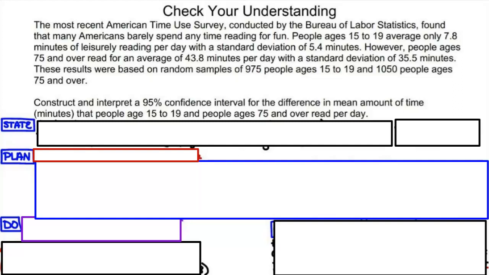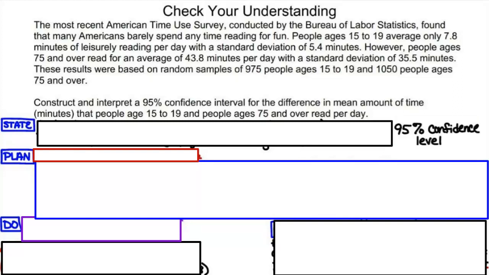In the state step, what things do I need to do? Say what mu1 and mu2 are and my difference. And then what else do I have to do? State the confidence level. Remember, it's the confidence level, not the confidence interval. The interval is what we find later. What confidence level do you guys want to use? 95%. It asks us to do 95%.